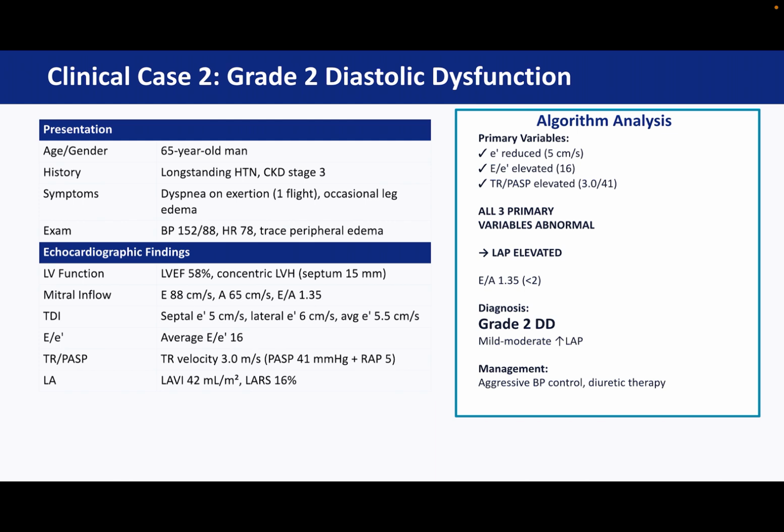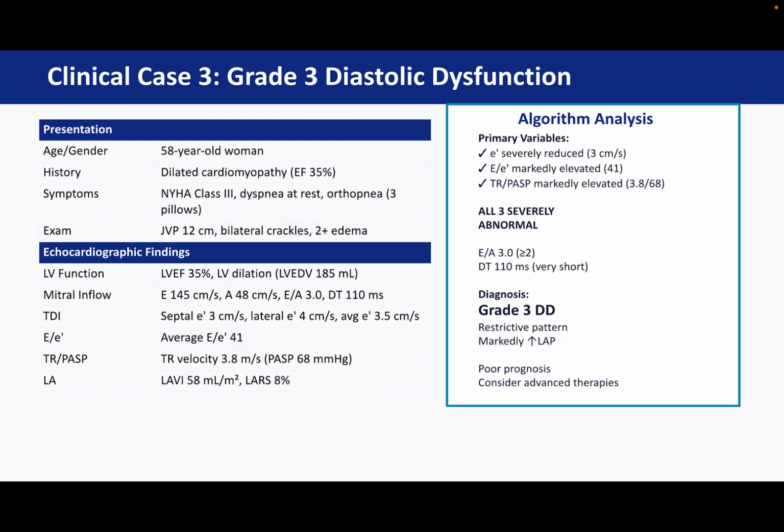Confirming markers: LA reservoir strain less than 16, which leads to elevated left atrial pressure. At this point, we don't need it as well. The LAVI is more than 34. Both are supported. Therefore, the diagnosis is grade 2 diastolic dysfunction with mild to moderately elevated left atrial pressure. Heart failure with preserved EF is likely. The management needs to be treated for heart failure with preserved EF.